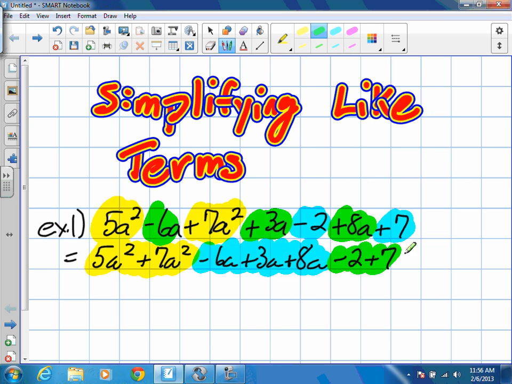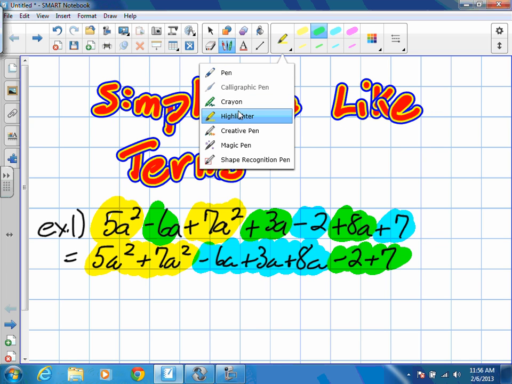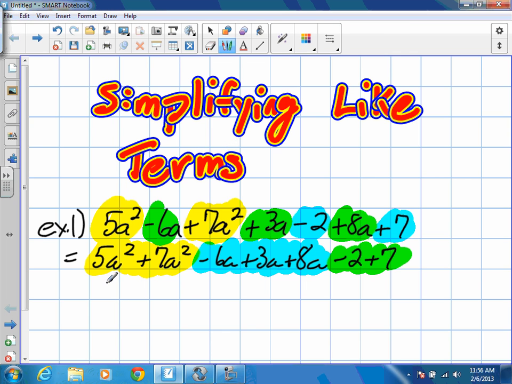So let's work on each pairing. Now, because I have 3 sets of like terms, how many terms am I going to have at the end? Anyone know? 3. Yeah. All of these sets are going to combine to just one term. So we'll have 3 terms in the end. 5a squared plus 7a squared. All we have to do is add the coefficients. So what is 5 and 7? 12. So we have 12a squared.